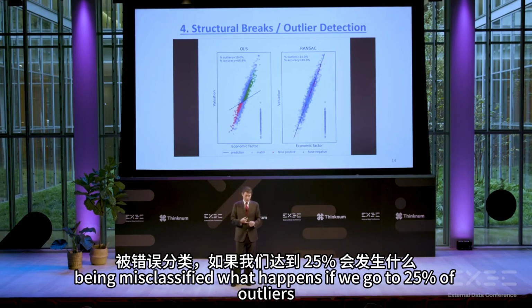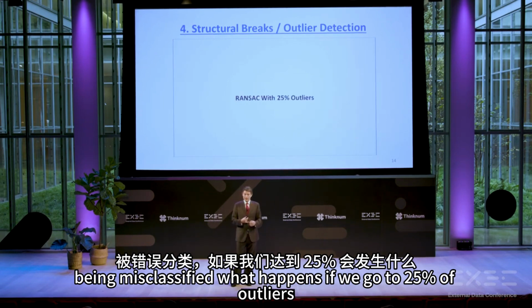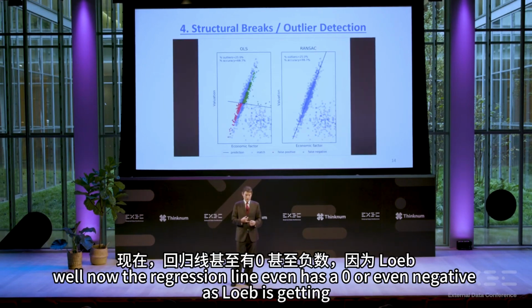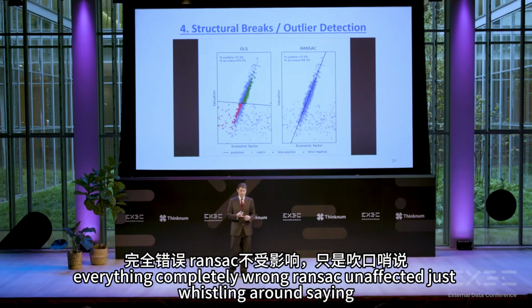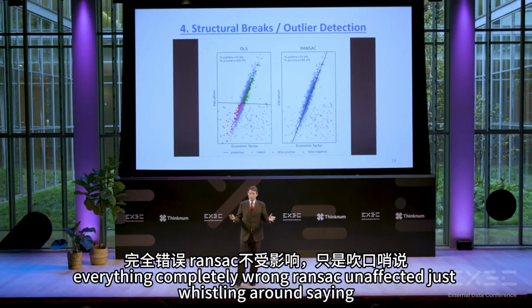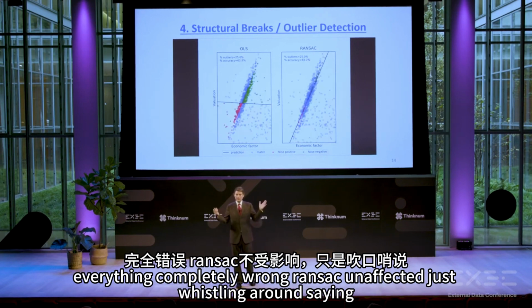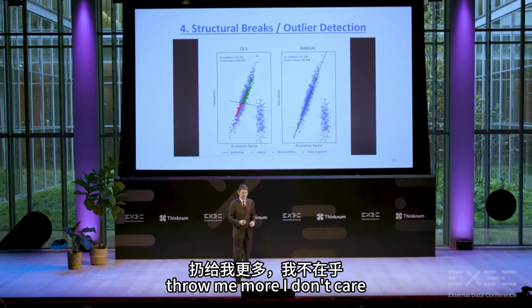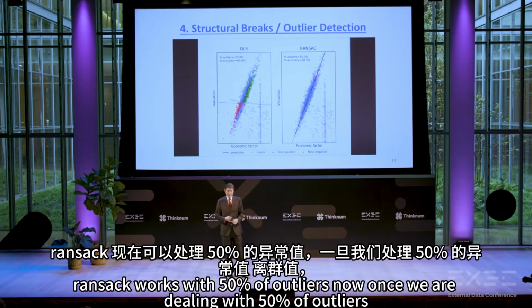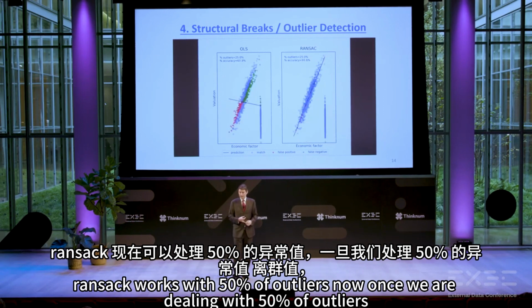What happens if we go to 25% of outliers? Well, now the regression line even has a zero or even negative slope. It's getting everything completely wrong. RANSAC, unaffected. Just whistling around saying, throw me more, I don't care. RANSAC works with 50% of outliers.